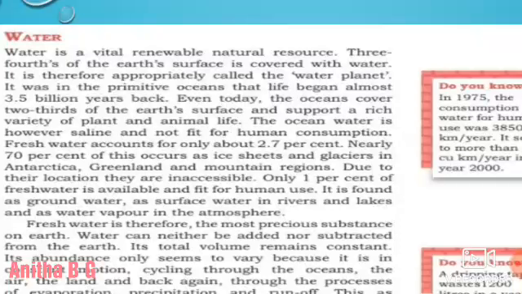Fresh water is therefore the most precious substance on earth. Water can neither be added nor subtracted from the earth. Its total volume remains constant. Its abundance only seems to vary because it is in constant motion, cycling through the oceans, the air, the land, and back again through the process of evaporation, precipitation and runoff. This, as you already know, is referred to as the water cycle.